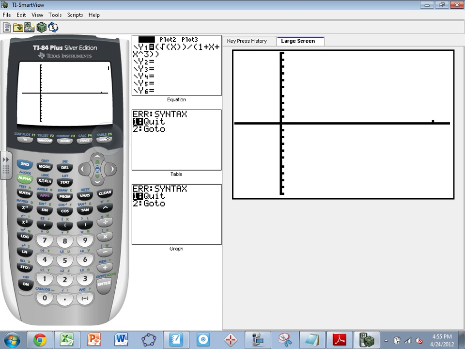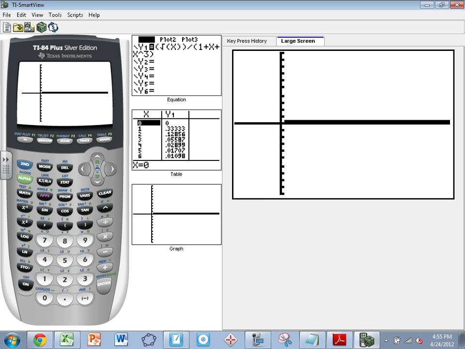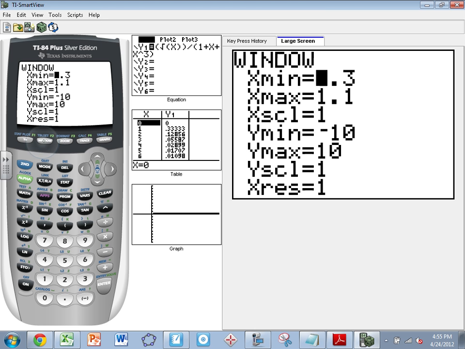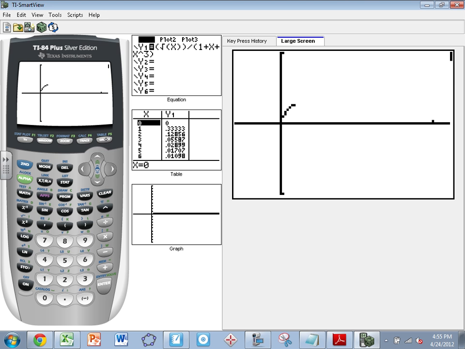There we go. Clearly, it's too close to the axis to see. So what should I do for my y? Don't zoom in, but just change your window settings, please. Do not zoom in. Zoom in is not a good feature on this, because it zooms in on the x and the y.